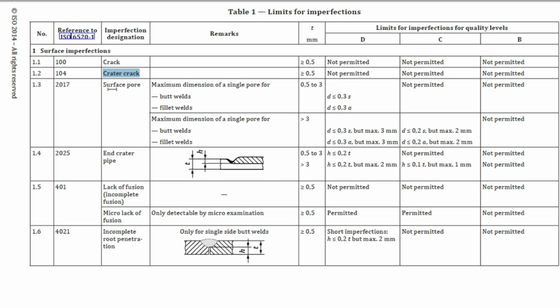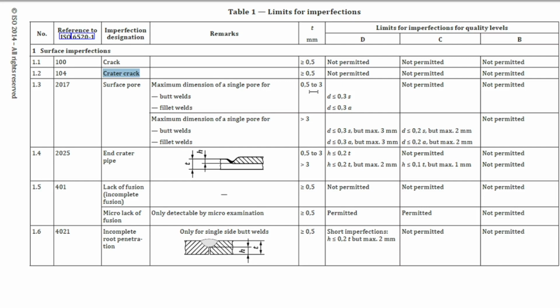Then 1.3 is the surface pore. If we find any surface pore in a welding joint, what is the acceptable criteria? In the remarks we can see the maximum dimension of a single pore for butt-welds and fillet welds.